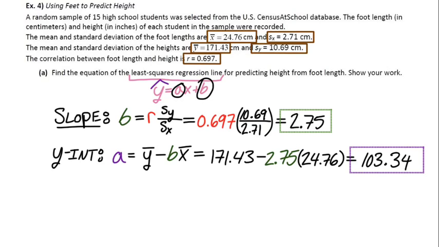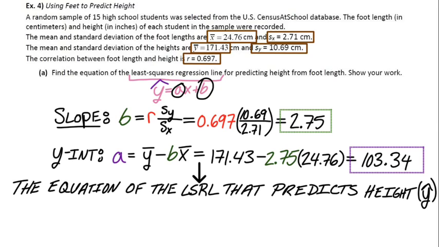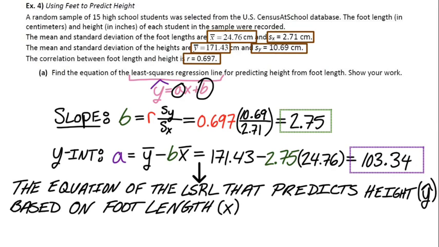So last but not least, when I put this into my equation, y hat and x, I'll just replace whatever a and b are with their actual values that we found here. But let's say what y hat is. Let's say what x is. So we kind of have to define our variables and give it some context. So our result, we have the equation of the LSRL. Which one? The LSRL that predicts height, which is our y hat, based on foot length, which is our x. So that's our context. The equation of this LSRL is what?